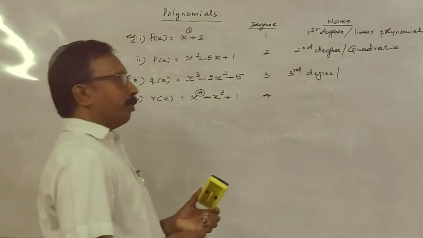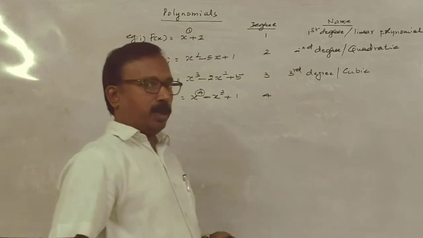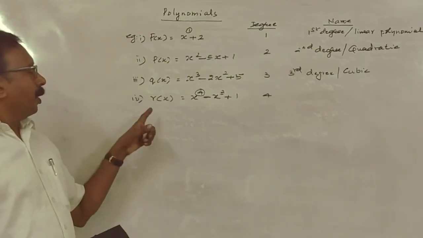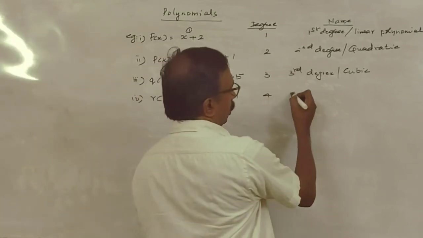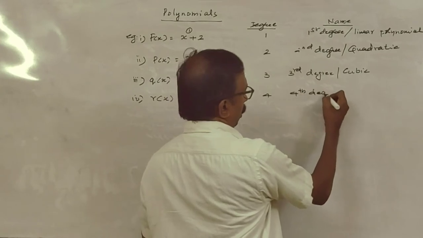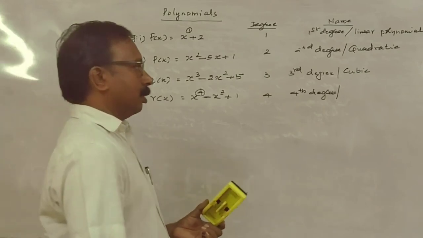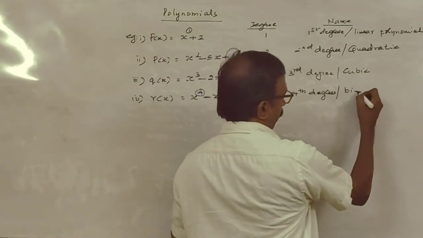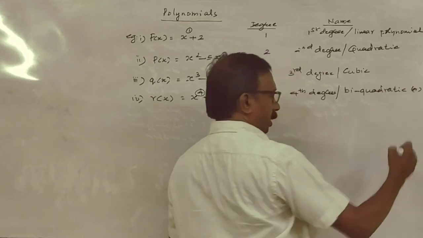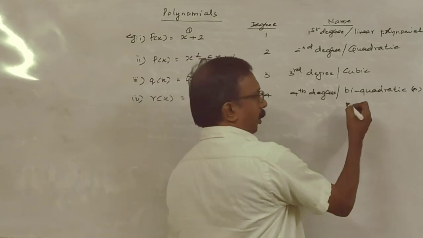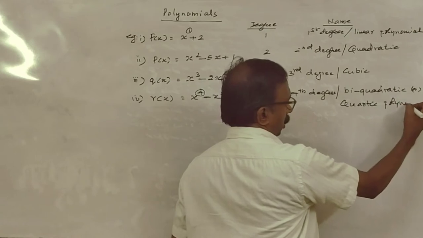It is known as cubic polynomial. Third degree polynomial is generally known as cubic polynomial. Here degree is 4, so this polynomial is known as fourth degree polynomial. Fourth degree polynomials are known as biquadratic polynomial, or it has another name, quartic polynomial, isn't it?